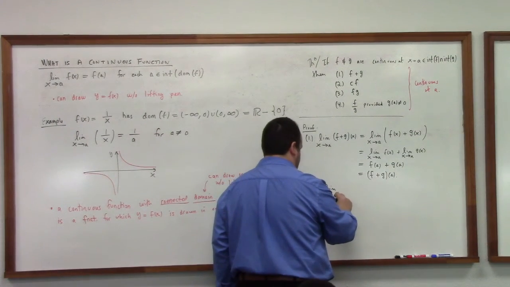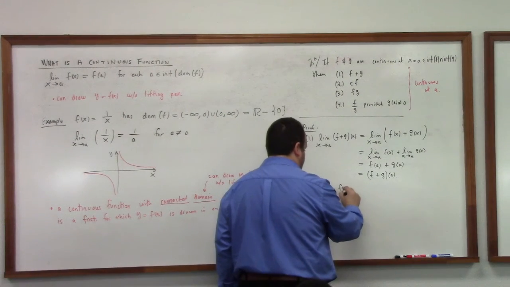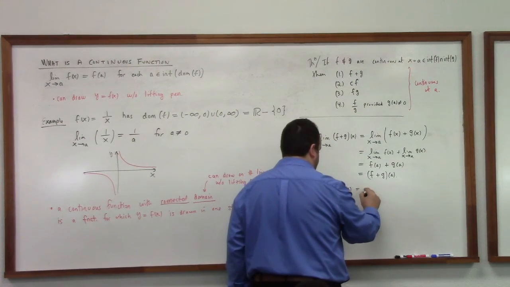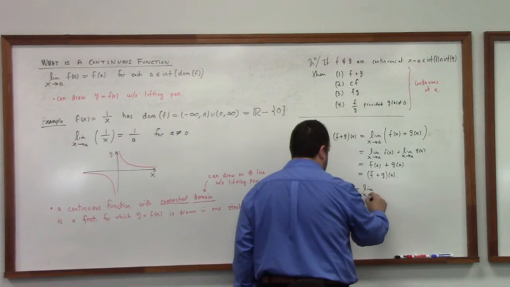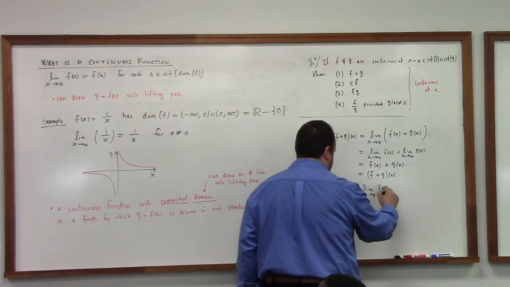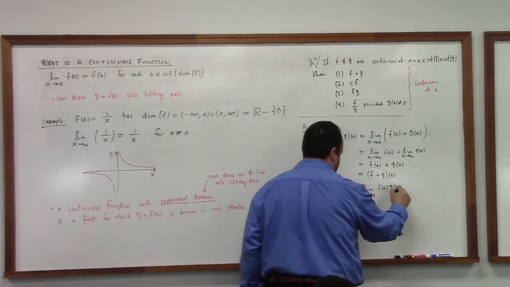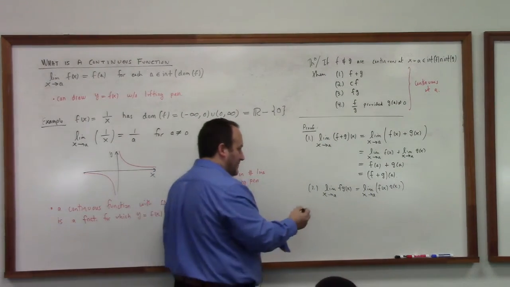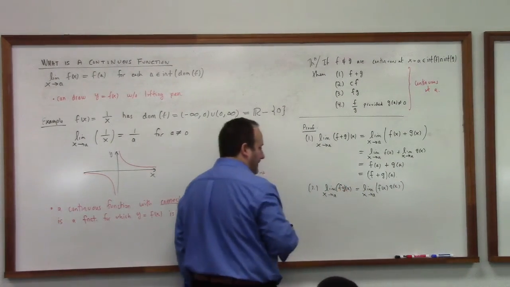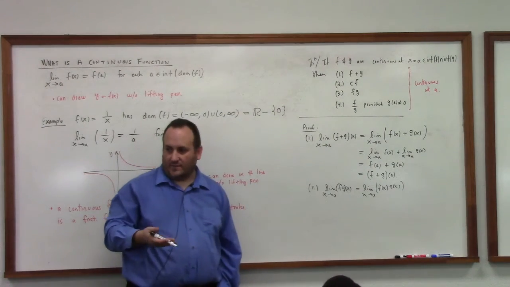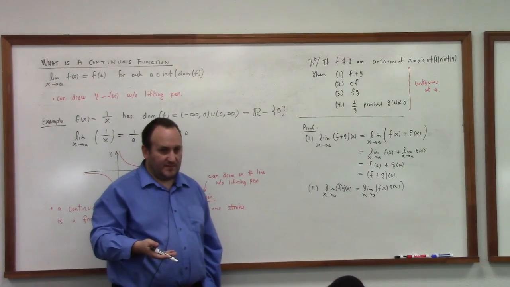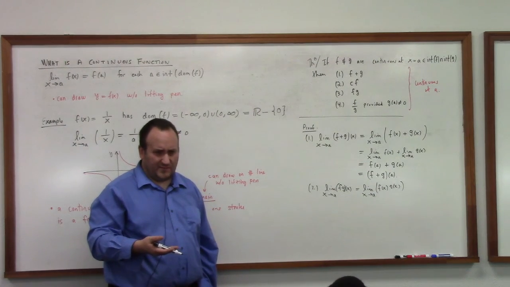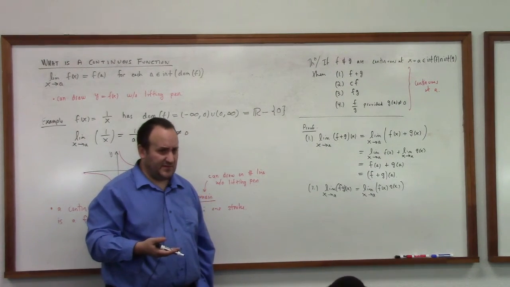Limit as x goes to A of fg of x. That's the limit as x goes to A of f of x g of x, by definition of the product of two functions. But then by the product rule for limits, which is actually a kind of a pain to prove. I didn't really prove it in class here. I gave you notes that have like a page-long proof of it. It's kind of a pain.